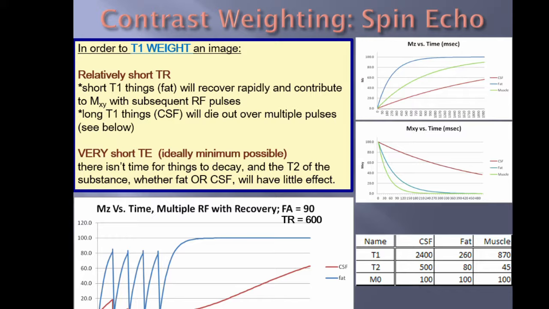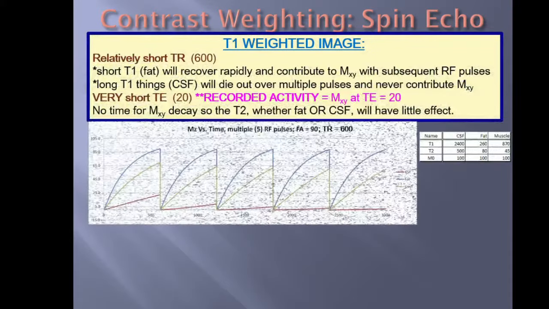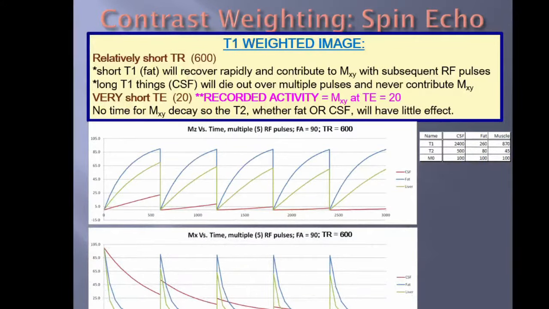But look what happens to CSF or water. As you do subsequent pulses, it's not getting past the critical point where it's able to maintain some sort of equilibrium, right? So there's a critical point in choosing your repetition time where, if it's too rapid, your signal will actually completely decay over time, and you'll have none available, okay? Now, this is just the basics. Let's look at a broader scale.